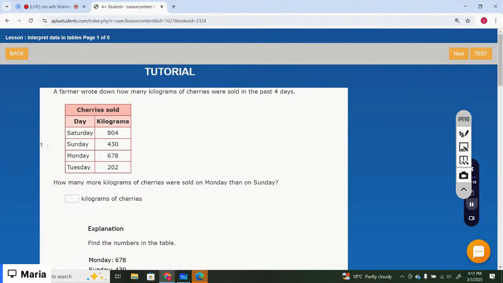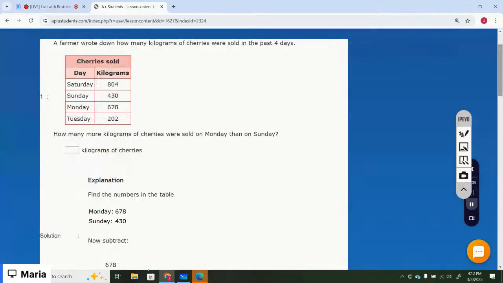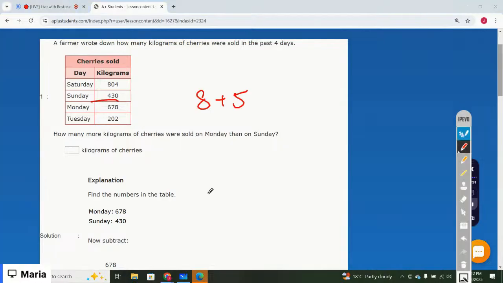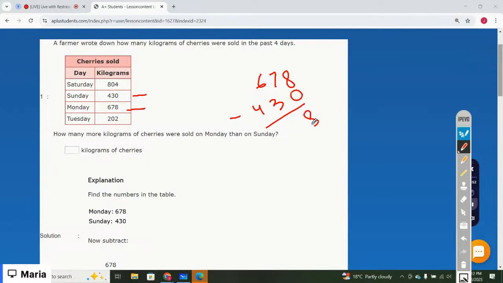A farmer wrote down how many kilograms of cherries were sold in the past 4 days. How many more kilograms of cherries were sold on Monday than on Sunday? On Monday, 678 kilograms of cherries were sold, and on Sunday, 430. You need to see how much more on Monday than Sunday, so you have to subtract, 678 take away 430. 8 minus 0 is 8, 7 minus 3 is 4, and 6 minus 4 is 2. That is 248.